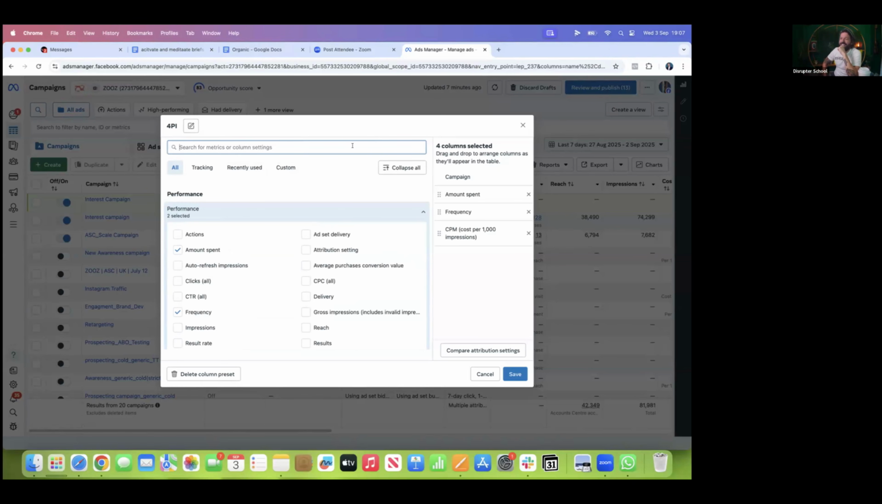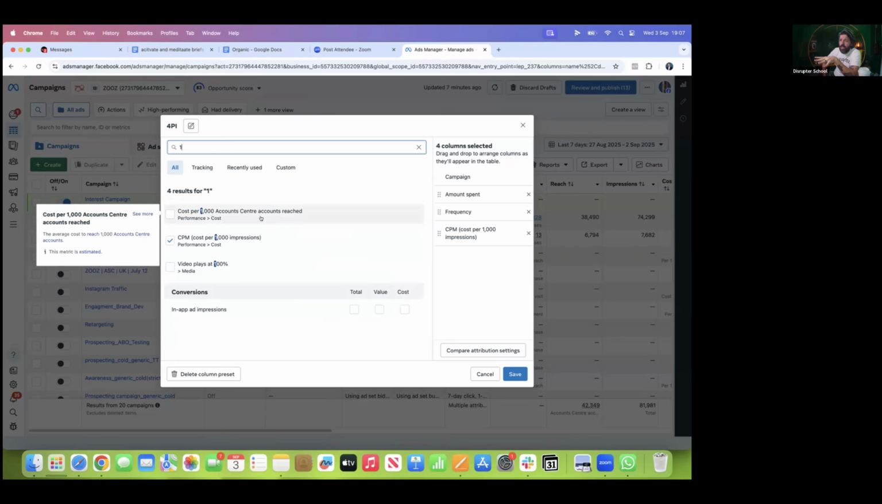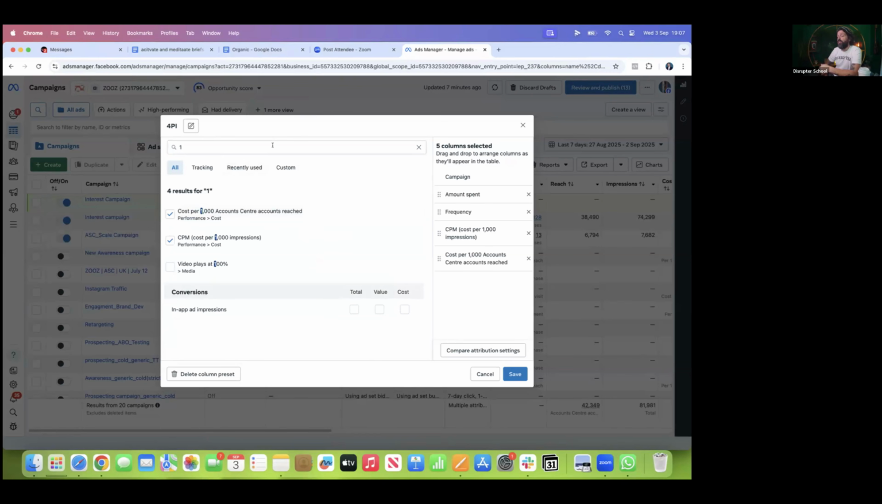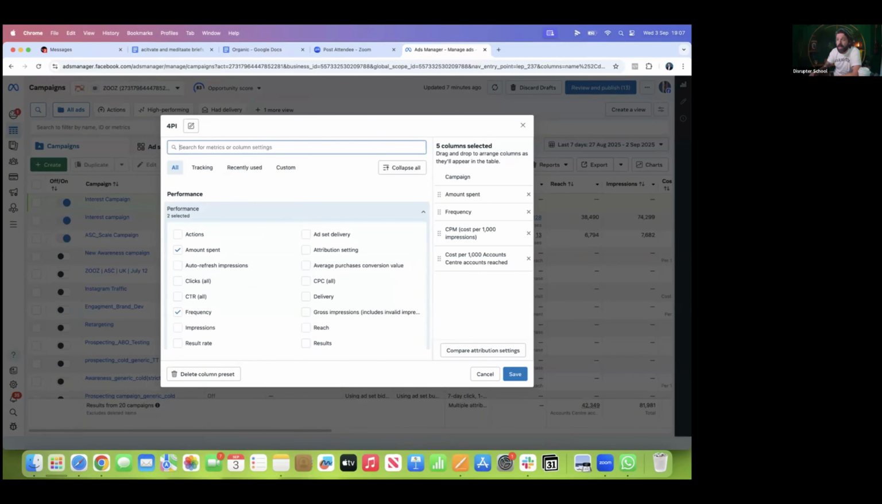Yeah, good. Thanks, Jack. Now, because of the size and scale of your ad account and some of the insight, also do me a favor, type the number 1 in there. The first thing that comes up is cost per 1,000 accounts center reached. So if CPM is the quality of the experience, cost per 1,000 accounts center reached is what is the cost of incrementality? How much does it cost to actually reach new people? Because those numbers are dramatically different.